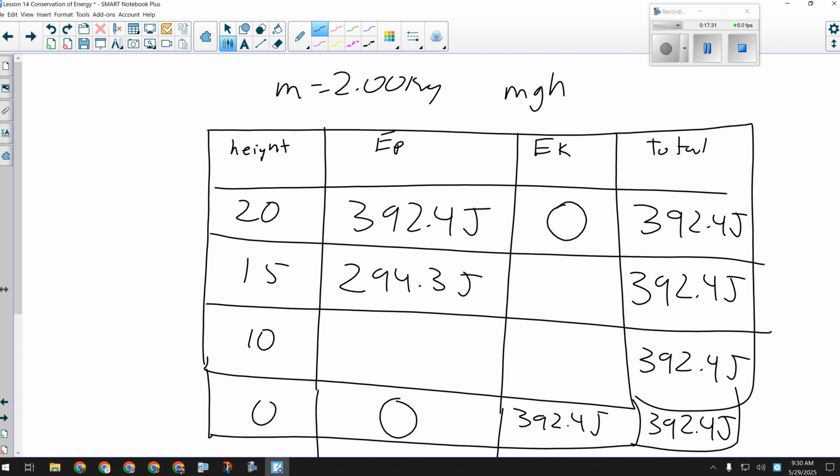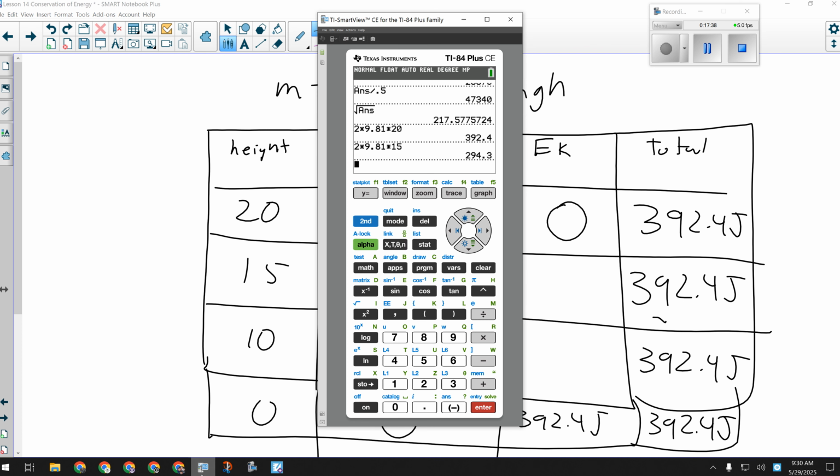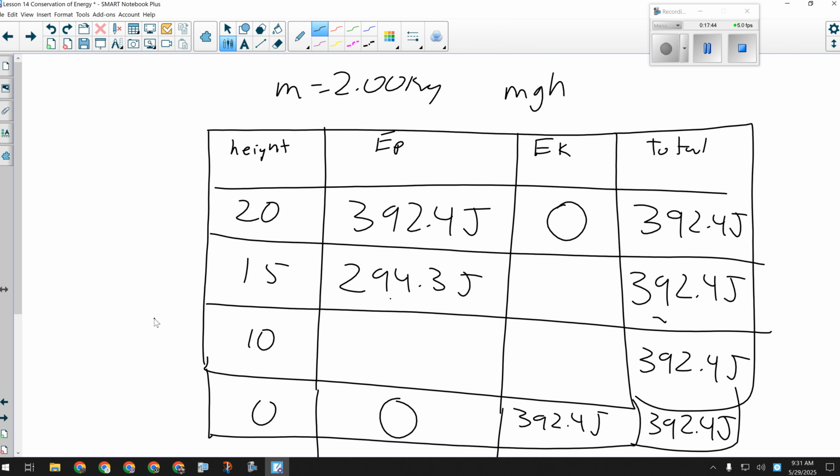So now, if I want to find the kinetic, I just subtract this from the total, and I'll have the kinetic energy on the way down. So 392.4 minus 294.3, okay, so I've got 98.1 joules worth of kinetic energy there.